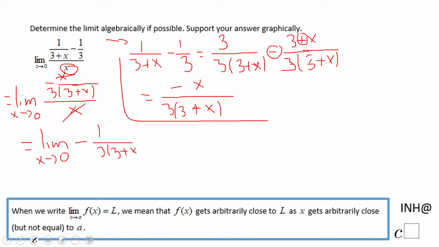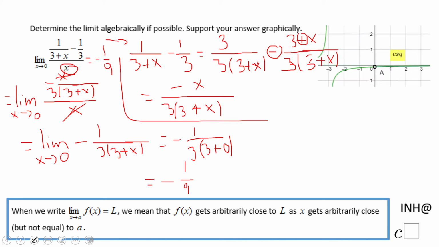And now in this moment, you notice we can plug in this 0, x approaching 0. And we're going to get negative 1 over 3 times 3 plus 0, which is nothing else than 3. So the final answer will be negative 1 over 3 times 3, that is 9. This is how much this limit is, negative 1 over 9.